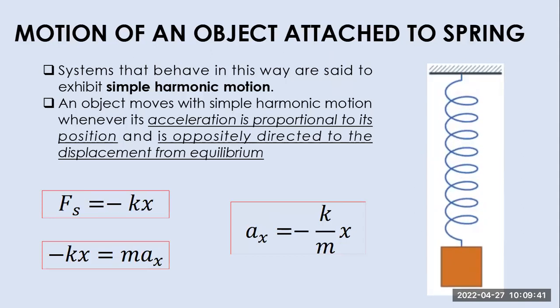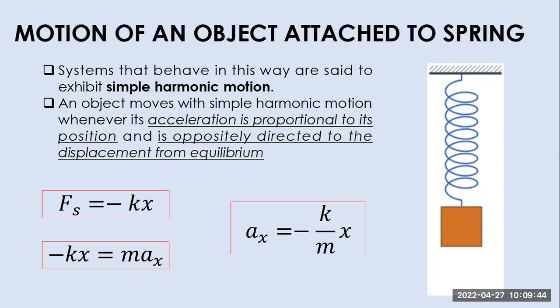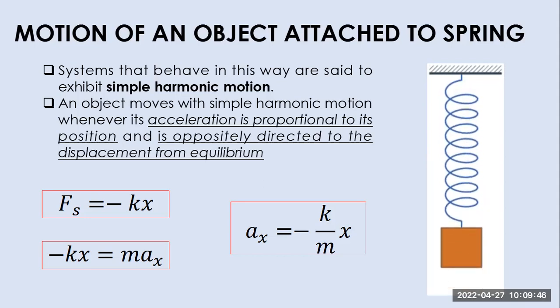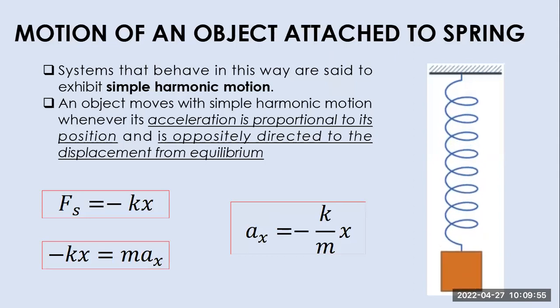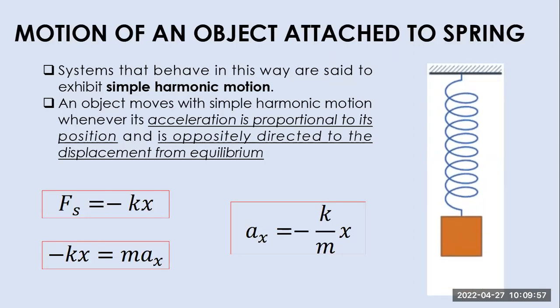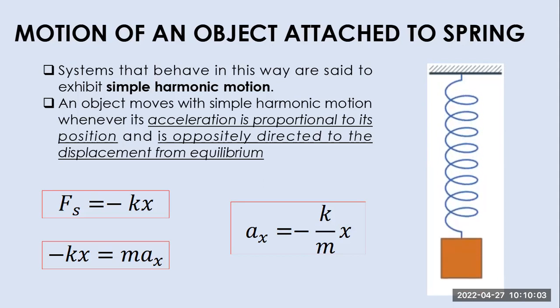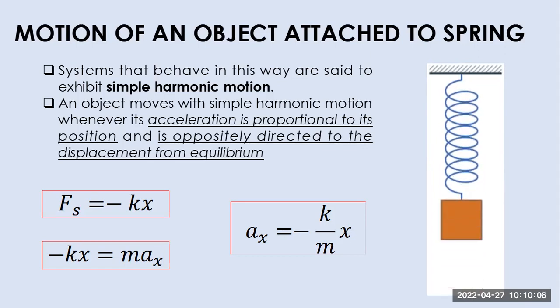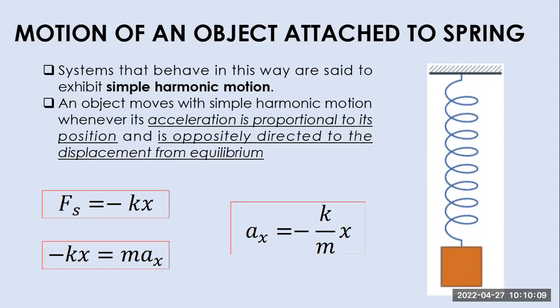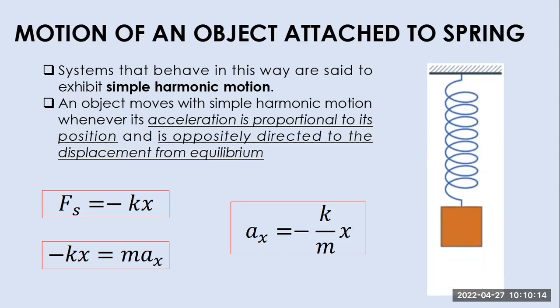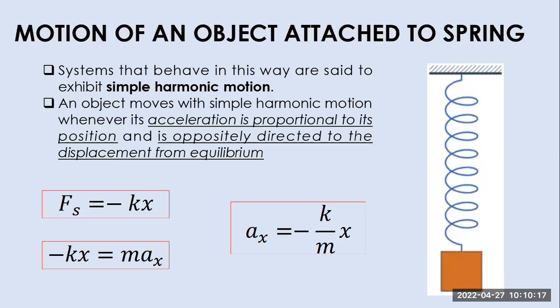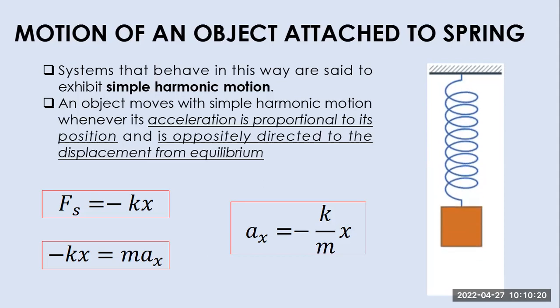Next slide is yung motion of an object attached to a spring. So this system exhibits simple harmonic motion. An object moves with simple harmonic motion whenever its acceleration is proportional to its position and is oppositely directed to the displacement from equilibrium. So balikan natin yung ating formula para sa force with respect sa spring.